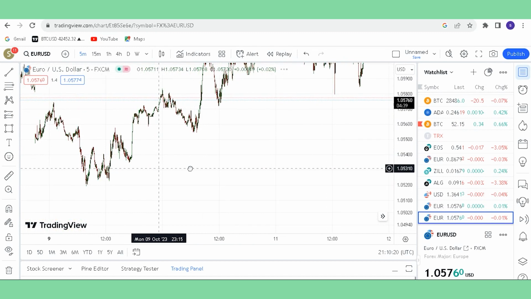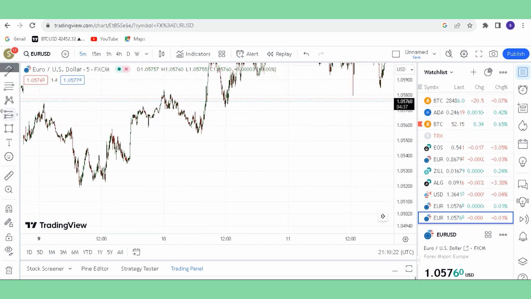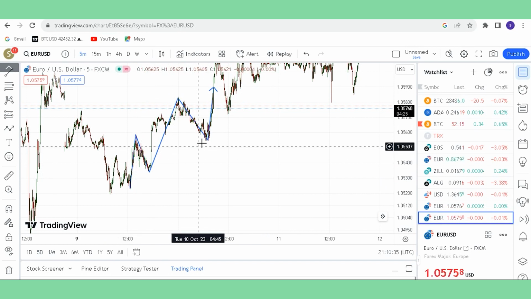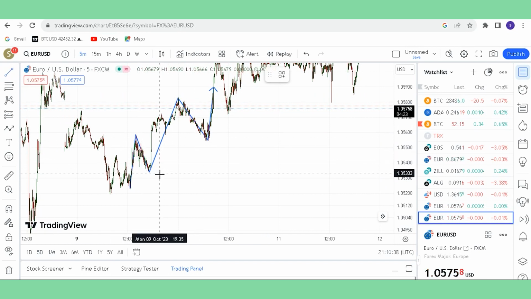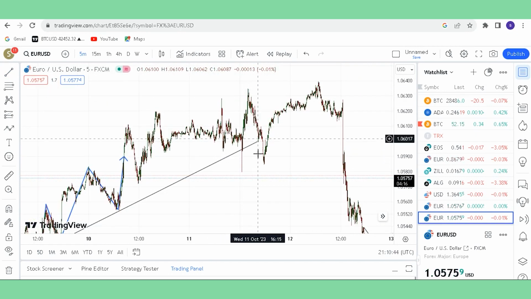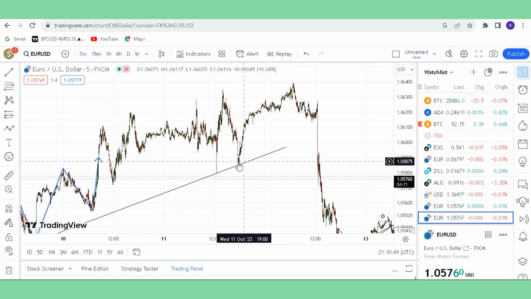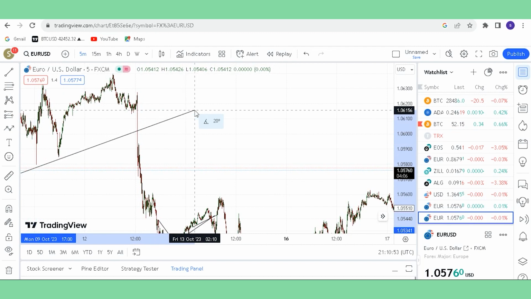Here we have an uptrend. So I connect this low to this low. We see that it pushed the price up. We extend it here to here, and we see, and we continue it.